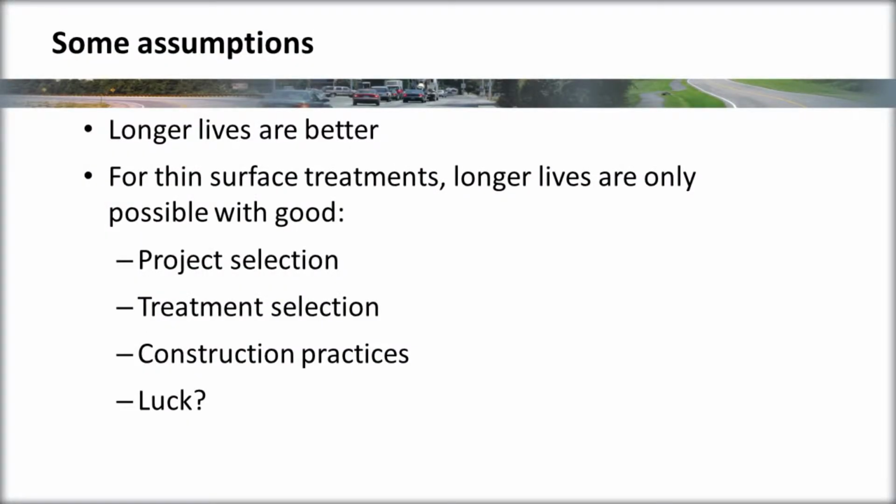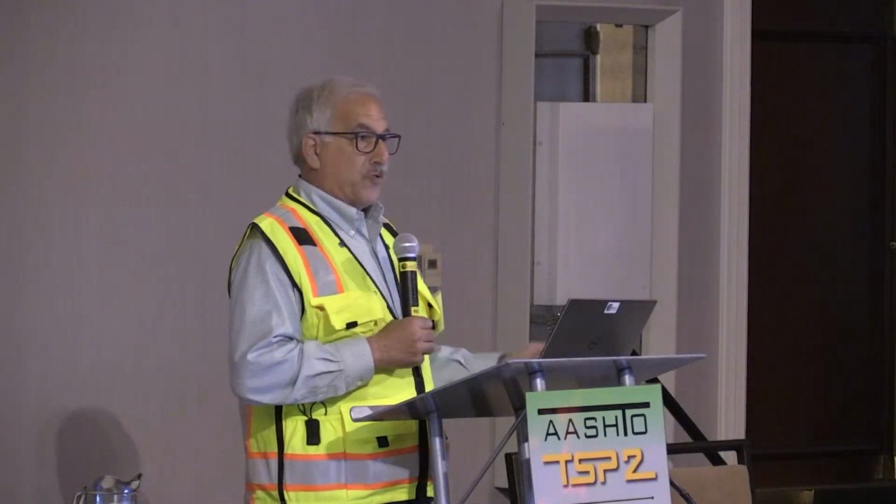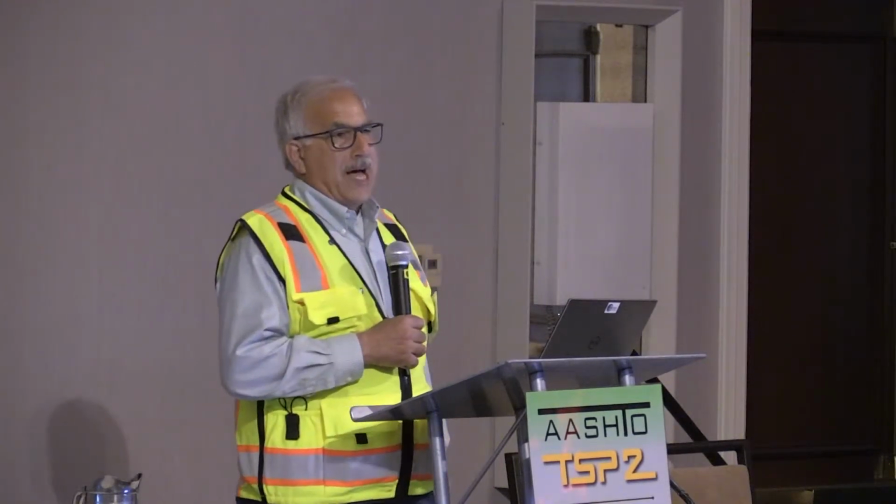Some assumptions about life: these may be obvious, but I think we need to have a shared understanding. The first assumption is that longer lives are better. Now, it may not always be the case. You may have an application where you're trying to get a certain specific extension of life before you do something else. So you may not want 10 years if you only need 5 years. But again, that's not the case that I'm trying to look at here. So if longer lives are better, how do we get long life? How do we achieve the maximum life cycle from that treatment?